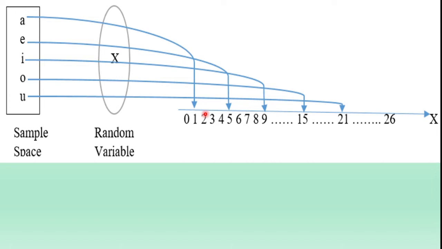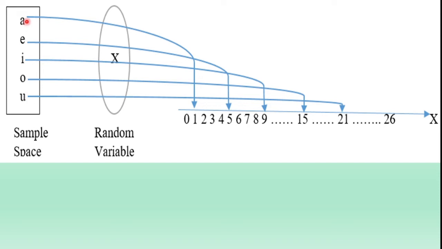For example, in the English alphabet, the letter A is the first letter. So what are the outcomes of the sample space? A, E, I, O, U are the outcomes of the sample space, and the first outcome is A.